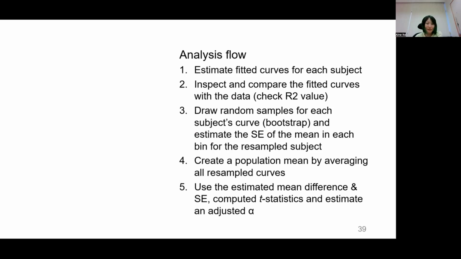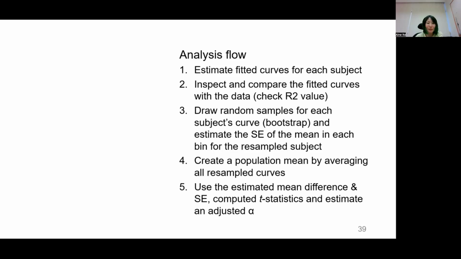In the third step, you draw random samples for each subject curve. So you bootstrap the data, randomize or shuffle the data, and then estimate the standard error of the mean in each bin for the sampled subject. Next, you create a population mean, the mean for the group, by averaging all the sampled curves. Finally, you use the estimated mean difference and the standard error to compute t-statistics, and then estimate an adjusted alpha.